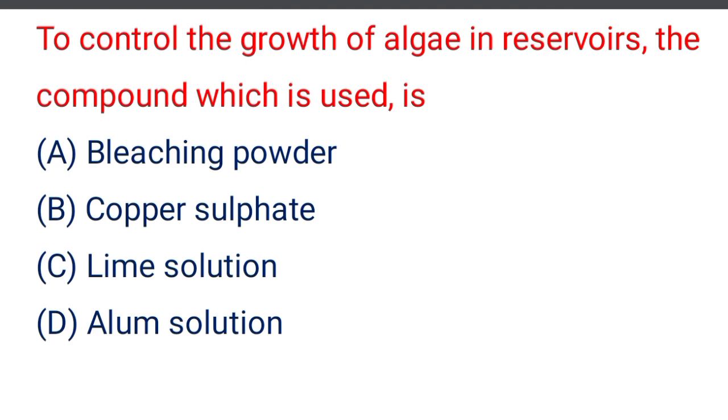Next question, to control the growth of algae in reservoirs, the compound which is used is option A bleaching powder, option B copper sulfate, option C lime solution, option D alum solution. The correct answer is option B copper sulfate.